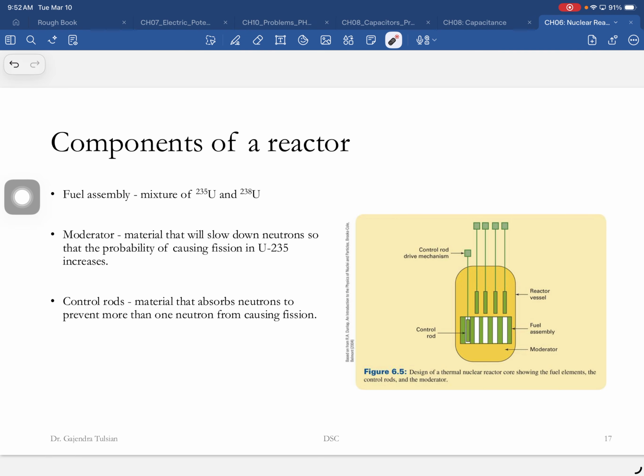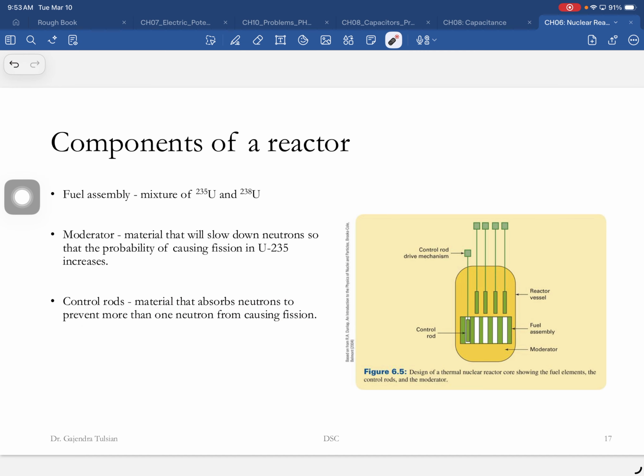and I have a ping pong ball that I throw at 100 miles an hour at a bowling ball. Will the ping pong ball slow down? No, it just bounces off. What if I have a ping pong ball and throw it at another ping pong ball? It will slow down. So the moderators have to be light materials. Okay? They can't be heavy materials. And control rods are made of stuff that will absorb neutrons. Okay? So materials that absorb neutrons to prevent more than one neutron from causing fission.